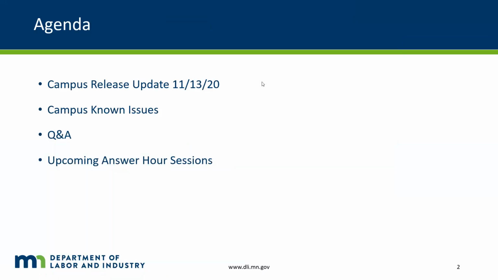Okay, the agenda will be, we'll go over what was in the last release we had. We do have weekly releases, so we'll go over what was in the last release. We'll go over some known issues that we've been encountering. We'll have some questions and answers, and then we'll talk about some upcoming answer hour sessions. As always, I like to have conversations. This, like I said, is kind of a shorter meeting, so we'll get through the content as fast as possible. Then we'll jump into the questions and go from there.